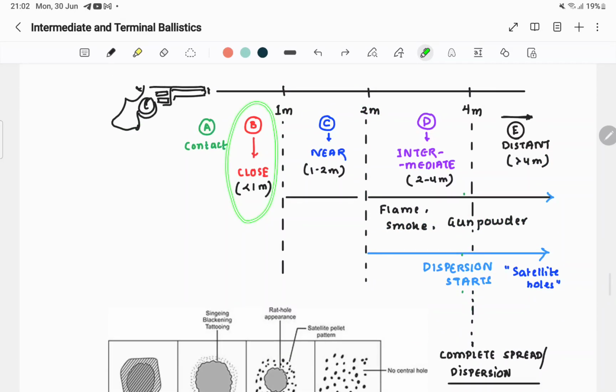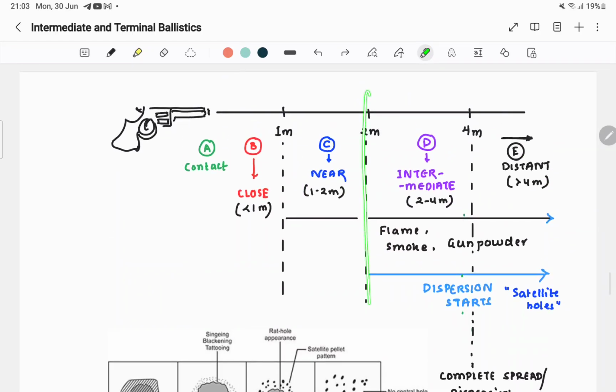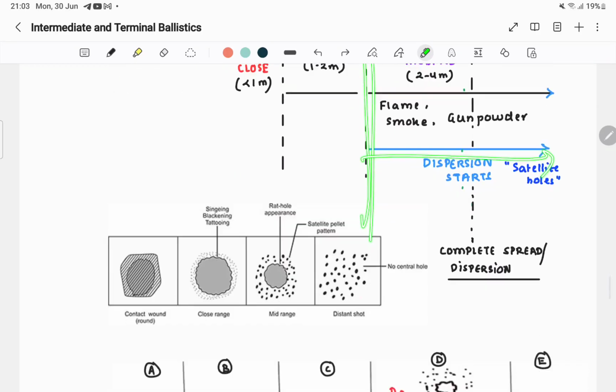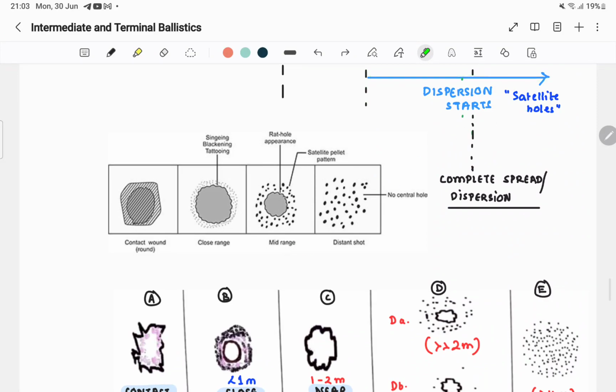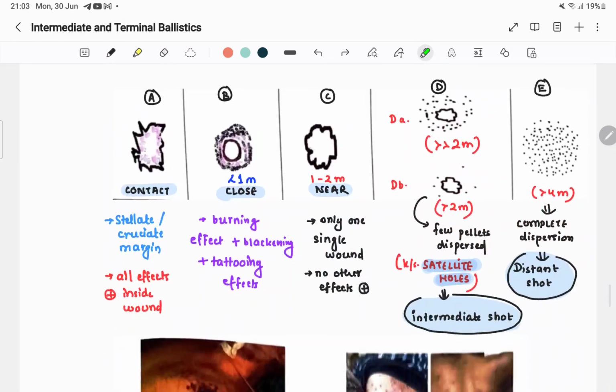Close shot is less than 1 meter. Near shot, 1 to 2 meter. Intermediate, 2 to 4 meter. Distant shot, more than 4 meter. From 2 meter dispersion starts, and it causes complete dispersion.